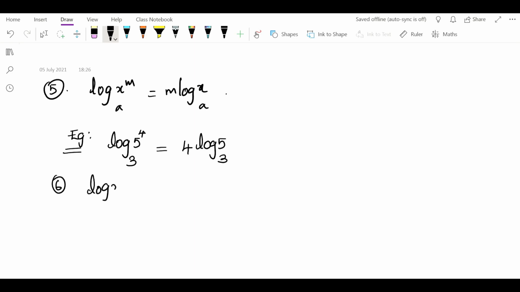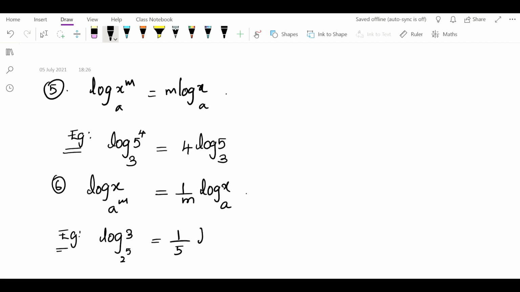Again, we go to the sixth property. Log x base a to the power of m is equal to 1 by m log x base a. Example, log 3 base 2 to the power of 5. Here the value of x is 3 and the value of a is 2. The value of m is 5. So this can be converted into 1 by 5 log 3 base 2.